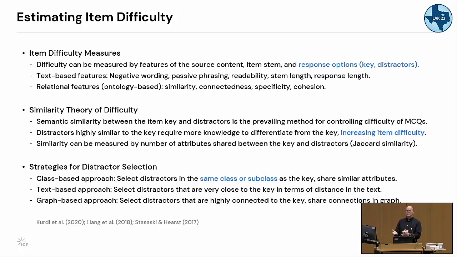So this is a hypothesized relationship. We're just saying that some distractors which are nearer to the key might be related to the key in some way. And then the third approach was based upon the graph representation, where we were examining the connections between the concepts and saying that distractors which are highly connected to the key, share connections in the graph, are going to be more closely related to the key and therefore more difficult to differentiate from the key. So I'll say a little bit more about this in a second.